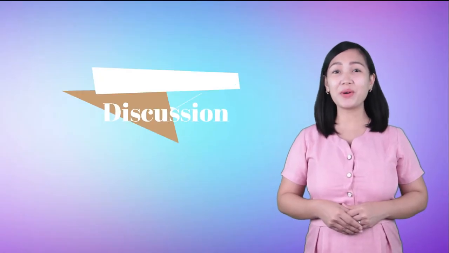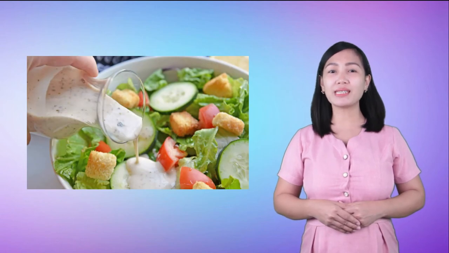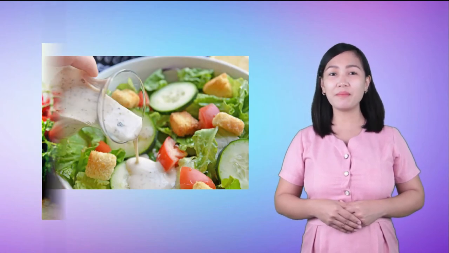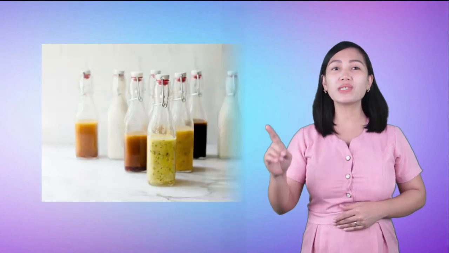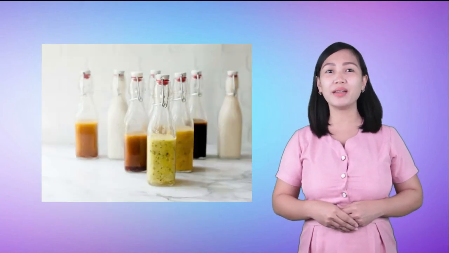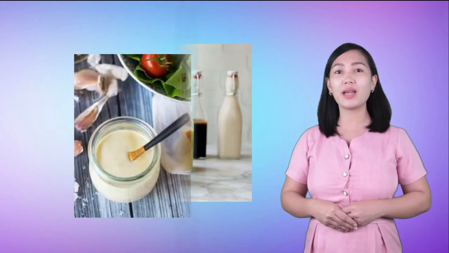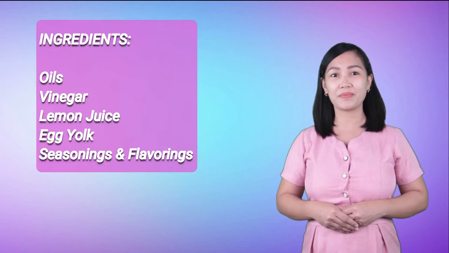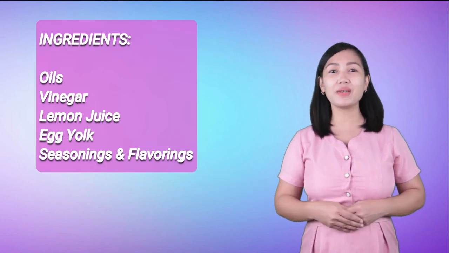Let us proceed to our discussion. Salad dressings are liquid or semi-liquids used to flavor salads. The flavors of most salad dressings are not modified by cooking. The quality depends directly on the quality of the ingredients used. Most salad dressings are made primarily of oil and an acid with other ingredients added to modify the flavor or texture. Here are some examples of ingredients used in salad dressings.